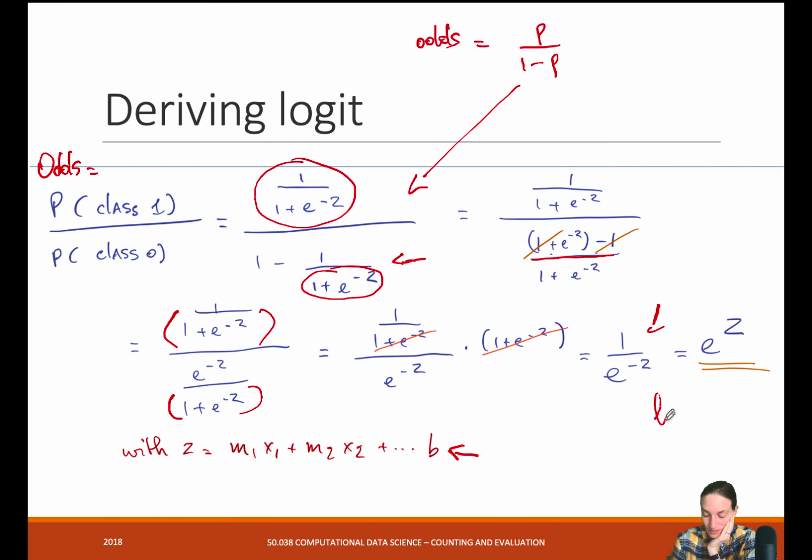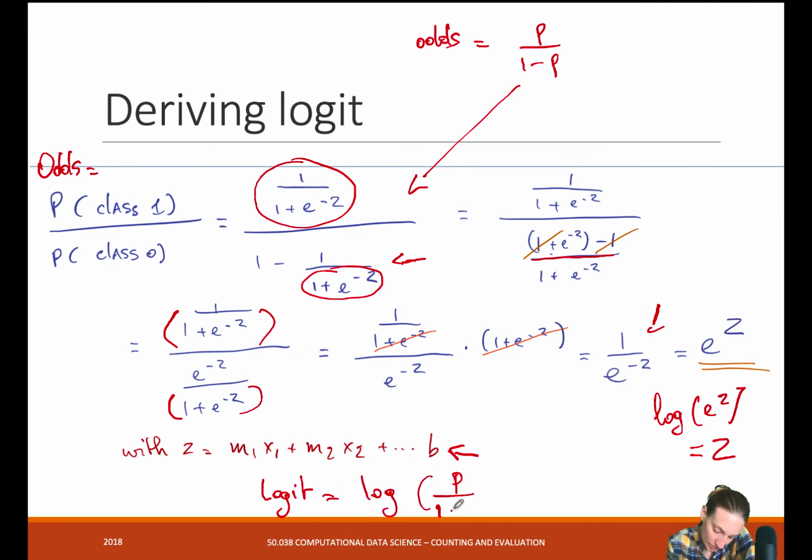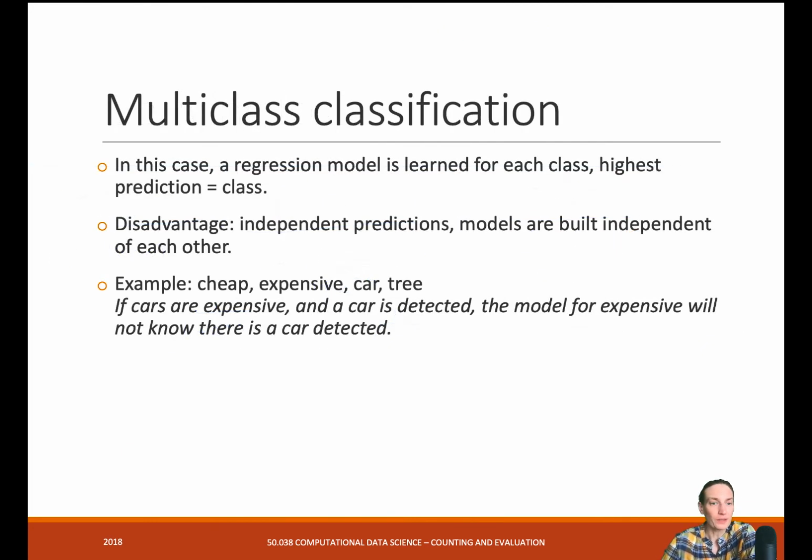If we take the logarithm of e over z, we get z, which is exactly the logit. So the logit function here is the logarithm of p over 1 minus p, because we can do this since we have a binary classification, right? If we have multi-class classification, that means that we need to learn a regression model for each class, and then just choose the class with the highest prediction probability.